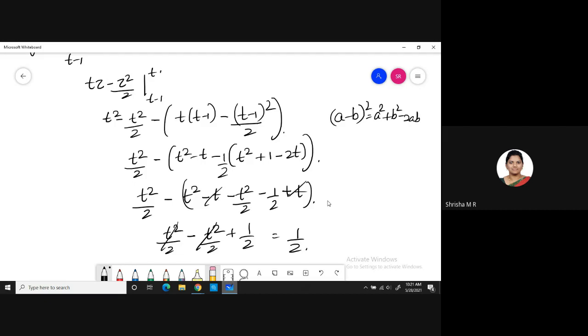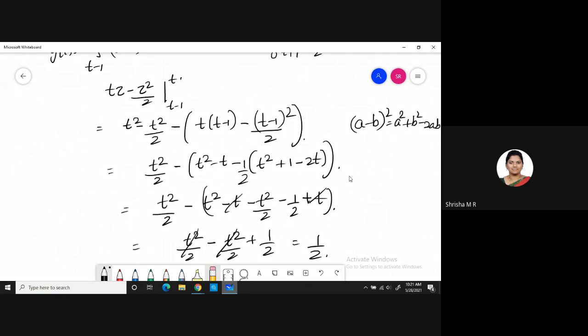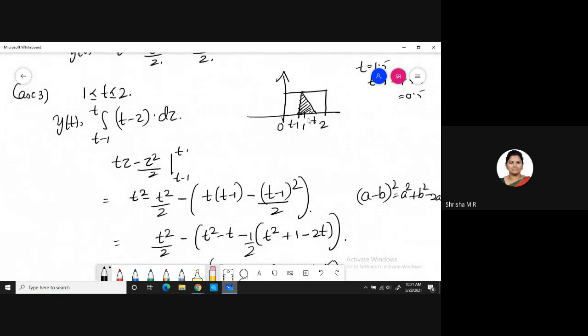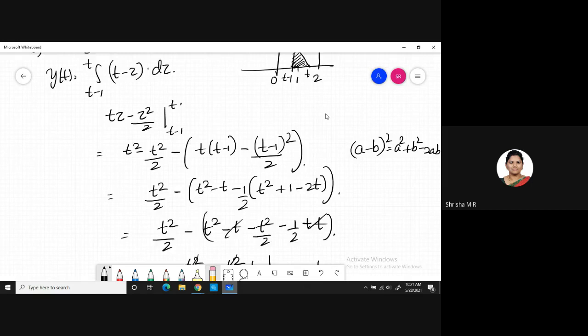What is your y of t? Clear everyone? So this is our y of t when t is between 1 and 2. Okay? If t is between 1 and 2, this is our y of t. Next case is case 4, t is greater than 2.